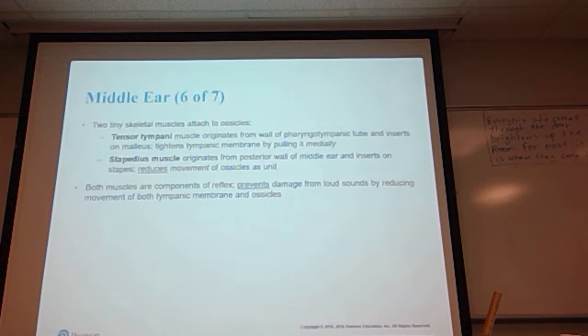You have two tiny muscles attached to the ossicles. The tensor tympani muscle originates from the wall of the pharyngeotympanic tube and inserts on the malleus. It tightens the tympanic membrane by pulling it medially, or to the middle. The stapedius muscle originates from the posterior wall of the middle ear and inserts on the stapes. It reduces movement of the ossicles as a unit.